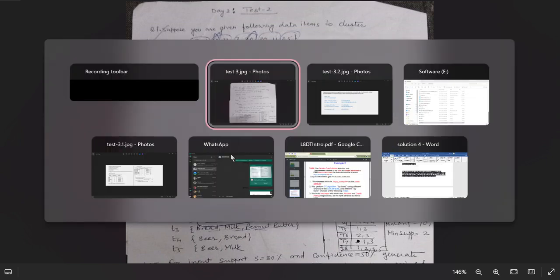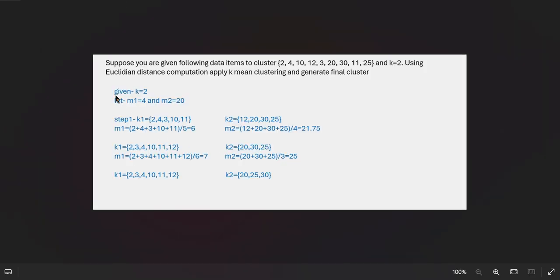So this is the question and this is the solution. Given k is equal to 2, let m1 is equal to 4 and m2 is equal to 20. Here k is given as 2, but m1 and m2 we have taken from the data. Step 1: K1 is equal to {2, 4, 3, 10, 11}, m1 is equal to the sum of all these divided by 5, which is equal to 6. Then K1 is {2, 3, 10, 11, 6}, m1 is equal to 7. K1 is equal to {2, 3, 4, 10, 11, 12}.